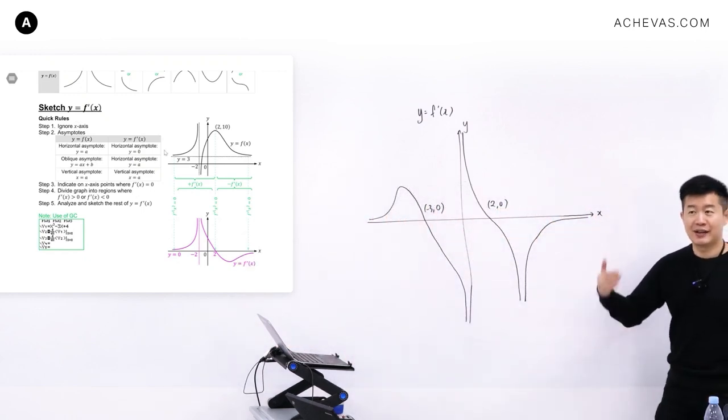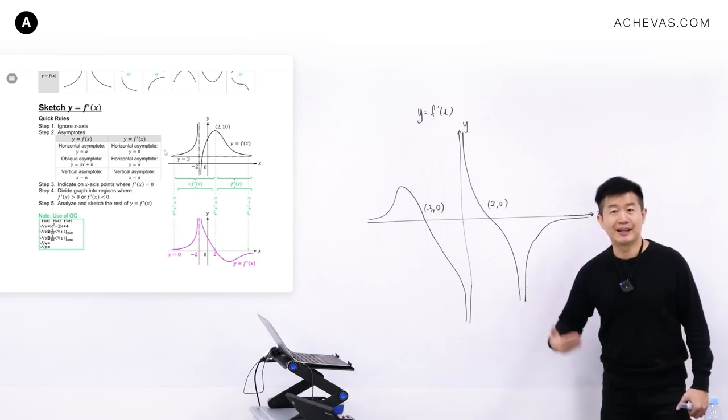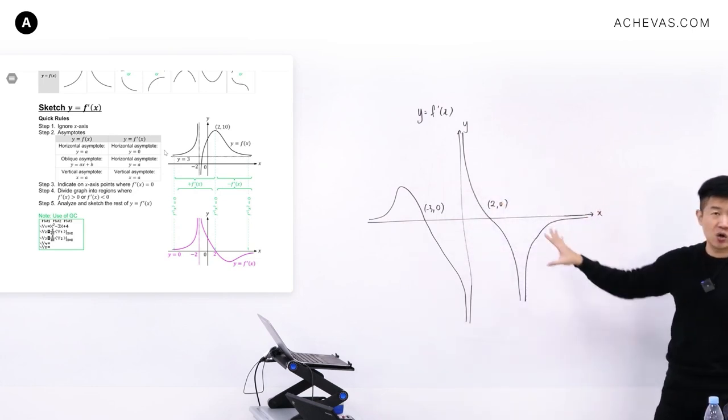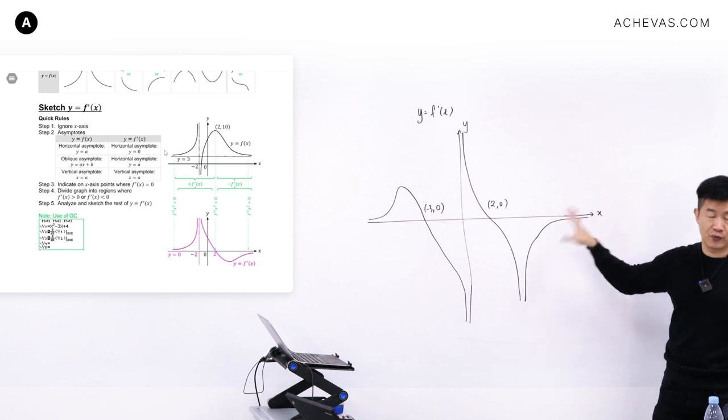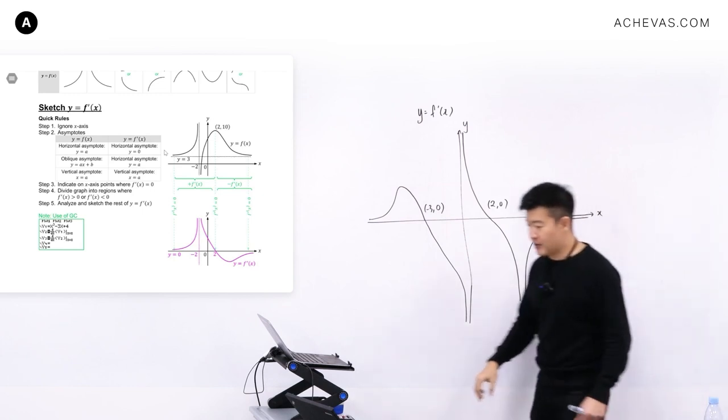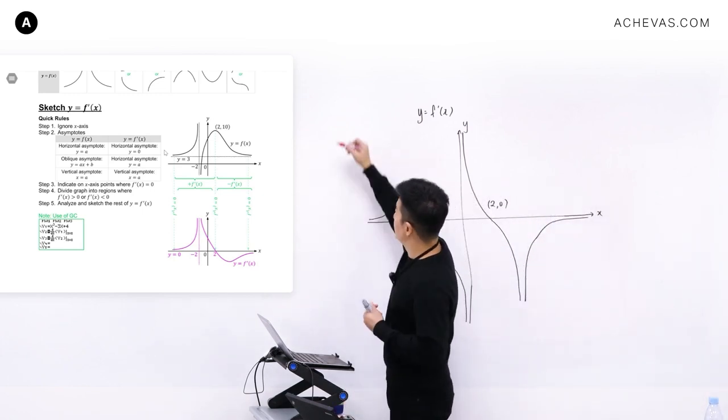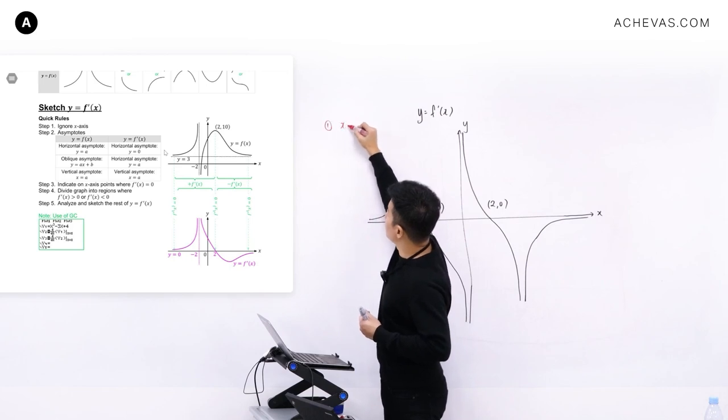Again, these four steps are not necessary, but they are good to have, so that all the details are going to be fulfilled in your final graph. Let me write down the four steps here. The first one is I'm going to try to ignore the x-axis.